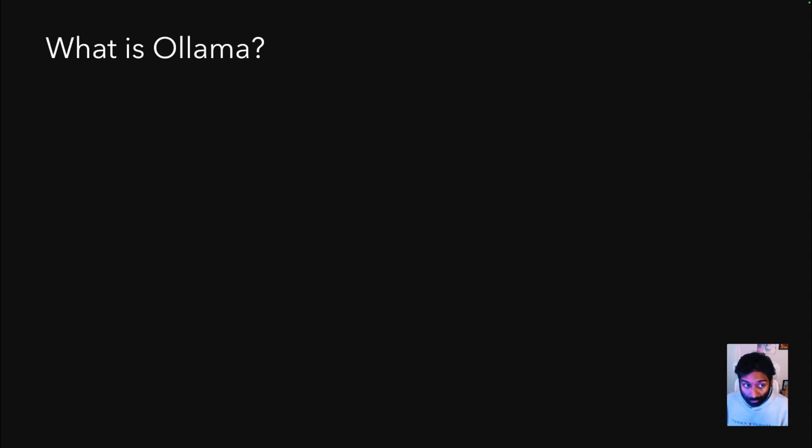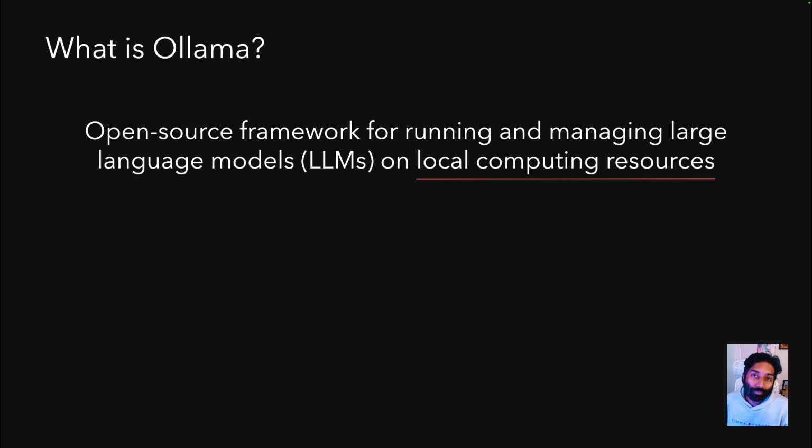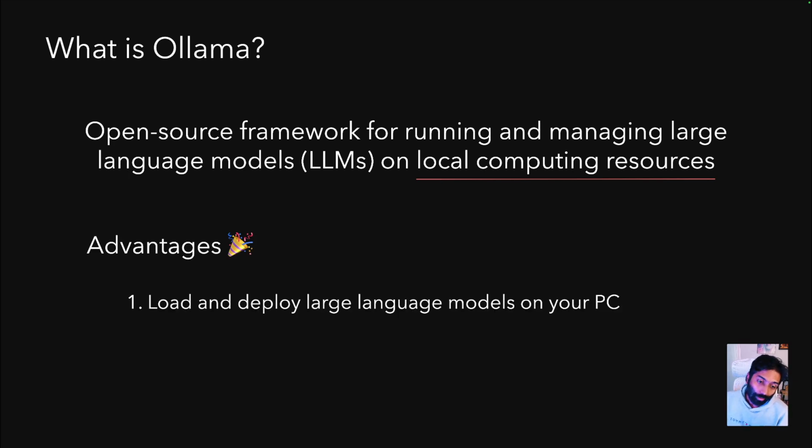So what is Ollama? Well, it's an open source framework. It's an open source framework for running and managing large language models on local computing resources, which means you can even run AI models like ChatGPT or Gemini on local, fully offline without any vendor lock-in, right? So that's the advantage. You can load and deploy large language models on your PC.